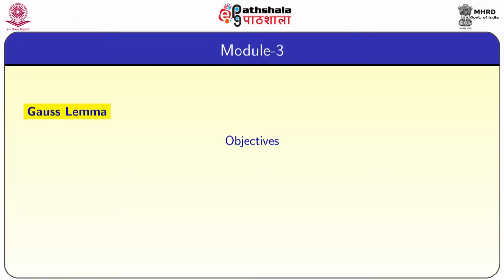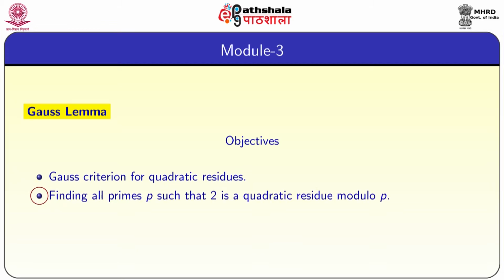In chapter 4, module 3, we are going to discuss Gauss lemma followed by another lemma, but its name is also written as Gauss lemma. So, the learning objectives of this module are Gauss criterion for quadratic residues, and finding all primes p such that 2 is a quadratic residue modulo p or not.